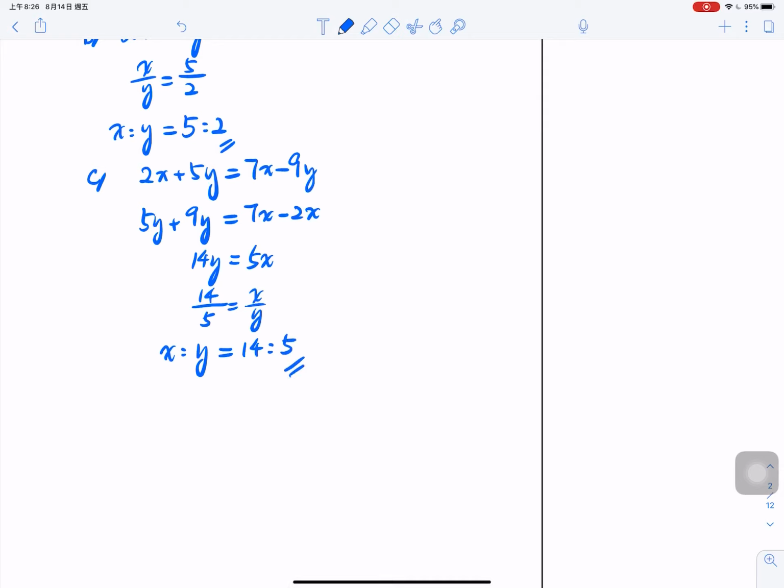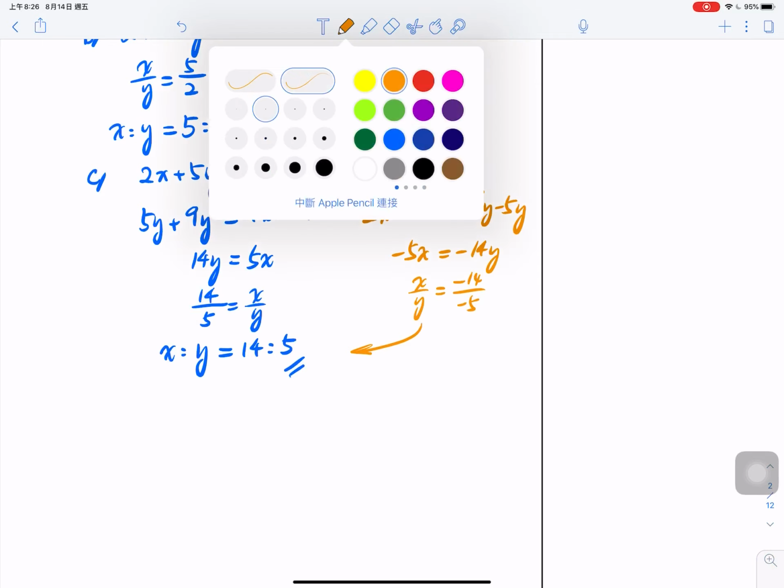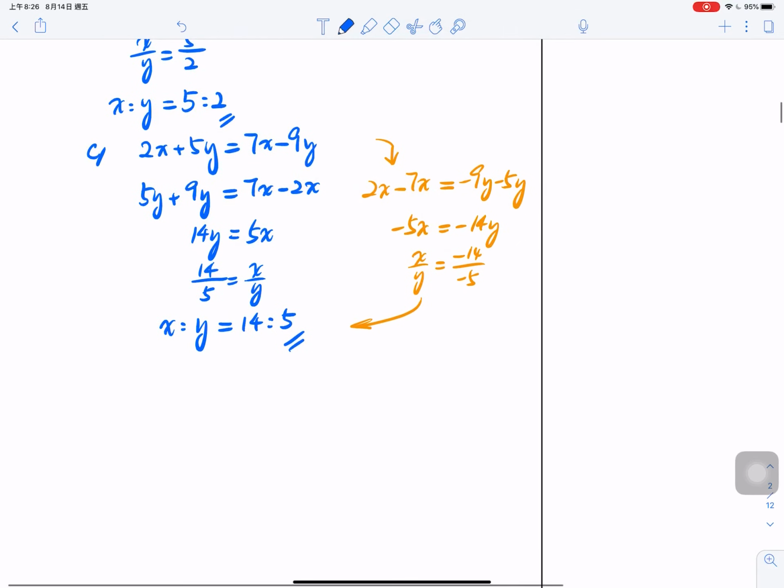Okay? Maybe you write it like this. 2x minus 7x equals negative 9y minus 5y. Actually, both are the same. Negative 5x equals negative 14y. So x over y equals negative 14 over negative 5. Negative values cancel out. You still get this answer. Right?